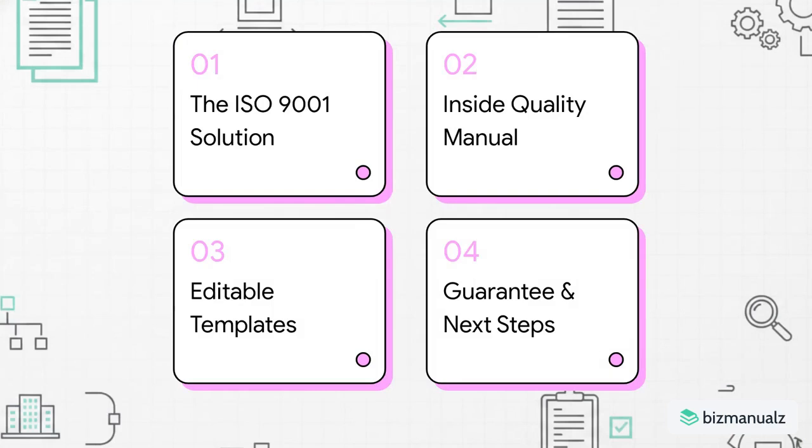Here's a quick look at our agenda for today. First, we'll cover the ISO 9001 solution. Second, we'll take a look inside the quality manual. Third, we'll go over the editable time-saving templates, and finally, we'll wrap up with the guarantee and next steps.